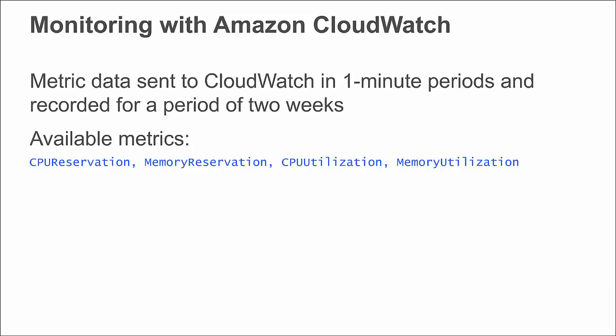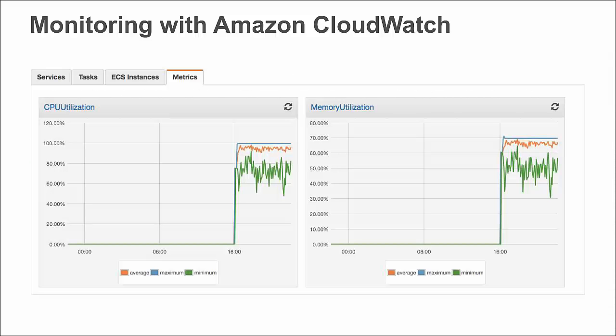Amazon ECS container instances require at least version 1.4.0 of the container agent to enable CloudWatch metrics, but we recommend always using the latest container agent version. These metrics are available on the ECS console as well as CloudWatch.